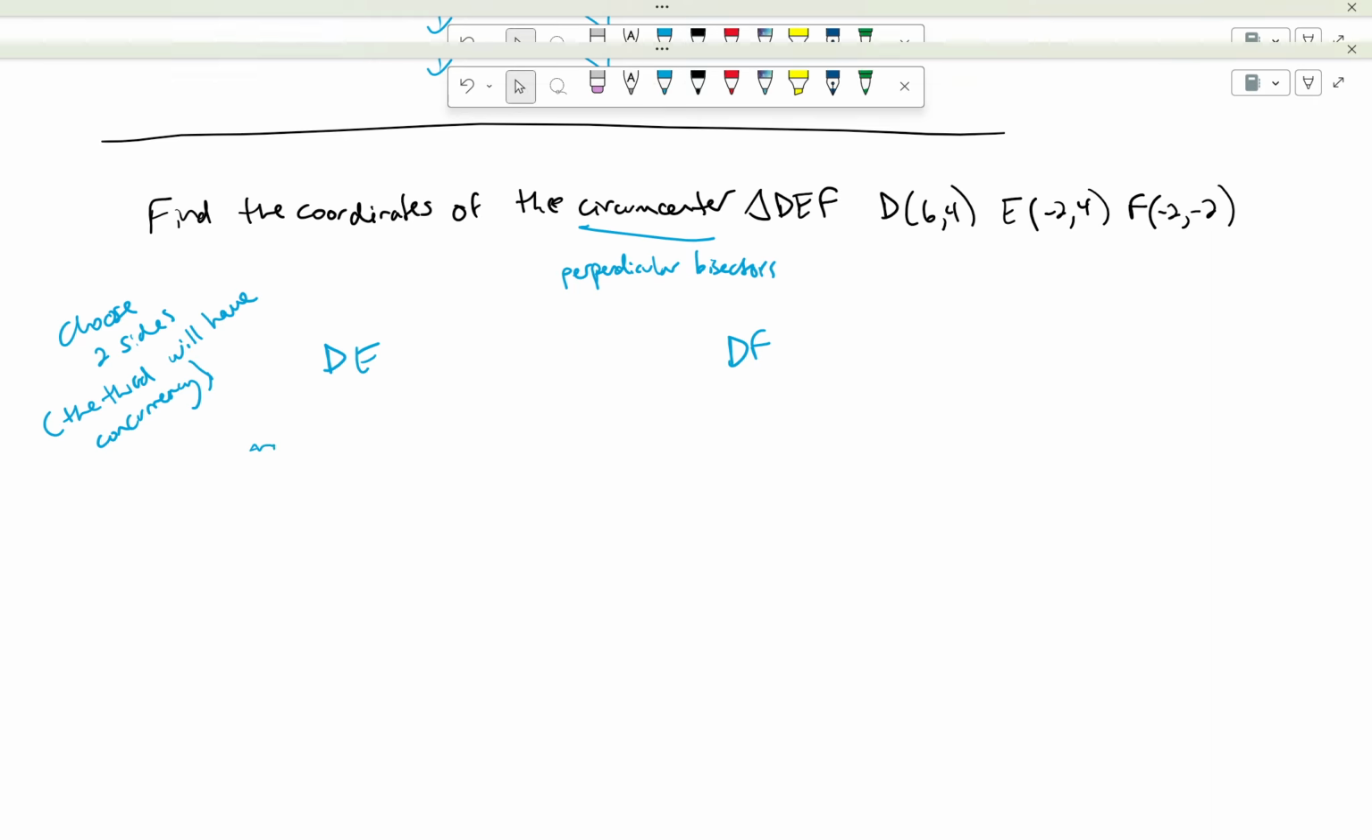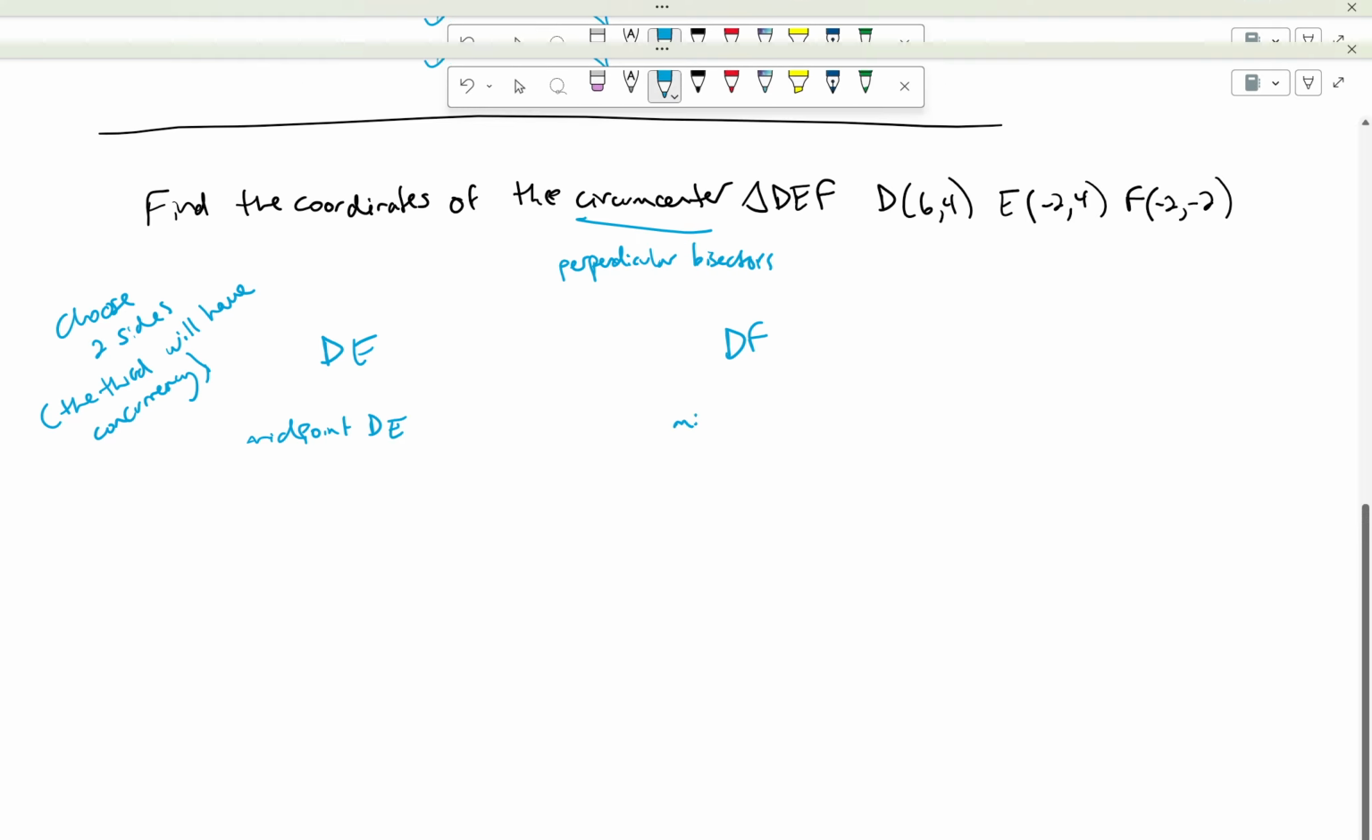So the first thing is we need to find the midpoint of DE and the midpoint of DF. Okay, the midpoint of DE is going to be (6 plus negative 2) over 2, comma, (4 plus 4) over 2.